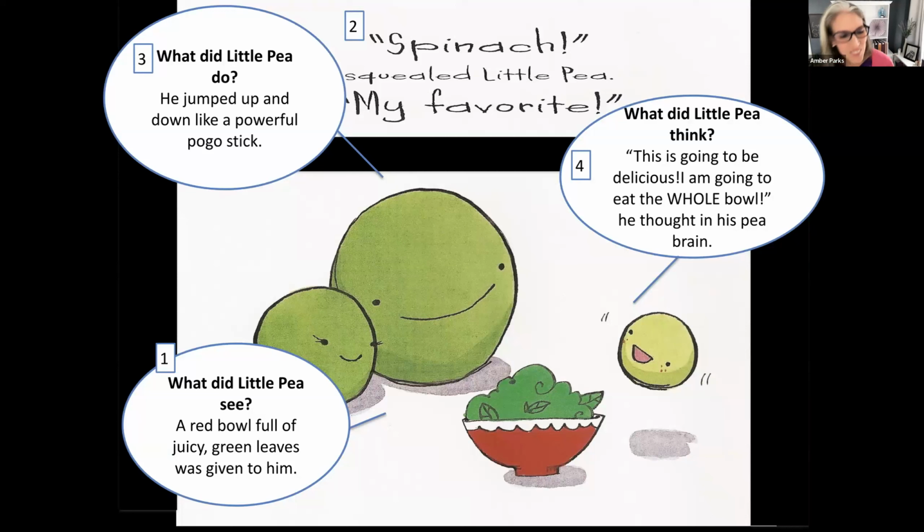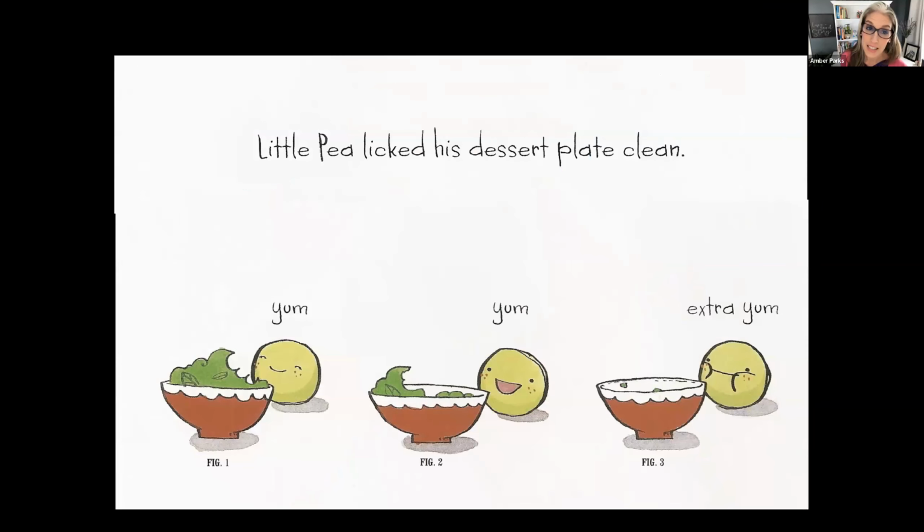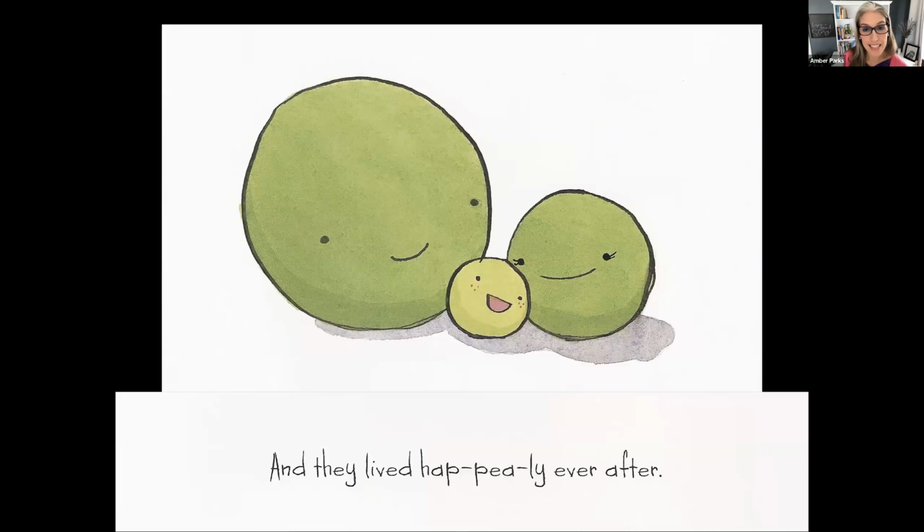A red bowl full of juicy green leaves was given to him. Spinach, squealed Little P, my favorite. He jumped up and down like a powerful pogo stick. This is going to be delicious. I am going to eat the whole bowl, he thought in his pea brain. Little P licked his dessert plate clean. Yum, yum. Extra yum. And they lived happily ever after.